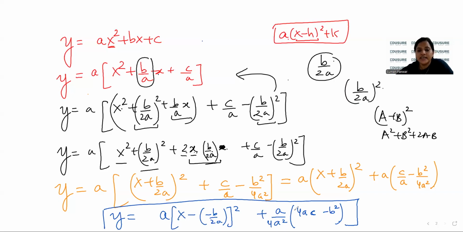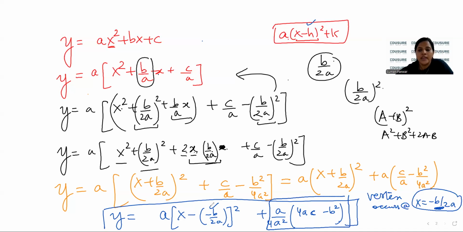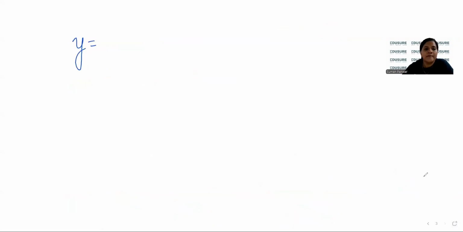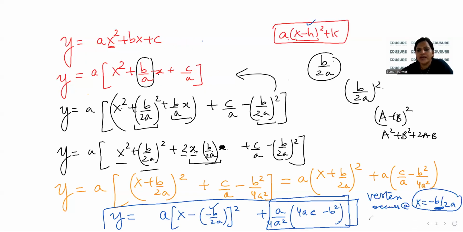What I am interested in is that the vertex occurs at x equals minus b by 2a. At this particular point, the vertex is going to occur. From here we can know the h coordinate, and this entire thing is the value of k, which can be calculated easily. Now, my y is a times (x plus b by 2a) whole square plus, so we have this whole thing, so we have plus something.